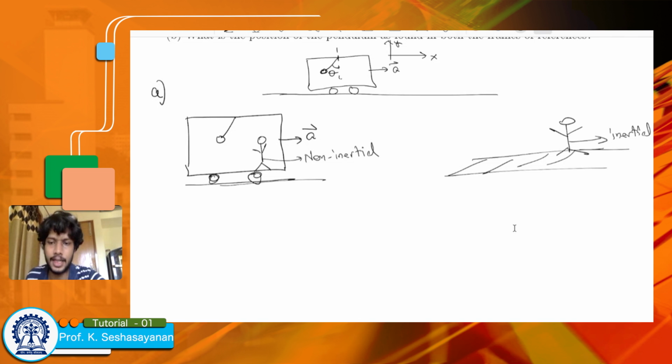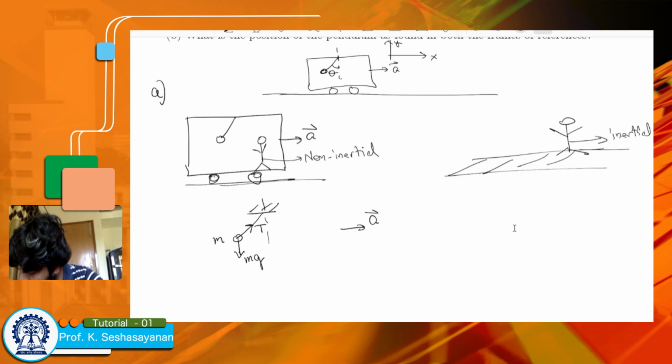So let us start with the inertial observer. So what he sees is that there's a pendulum suspended on a train, and the pendulum is accelerating with an acceleration A towards the right. So he would say that there's the tension force which is acting on the pendulum. The mass, let's say the mass is m, there's a tension force which is acting on the mass, and there's gravity that is acting on the mass. And these are only two forces that he will consider in this problem. So this is for the inertial frame.